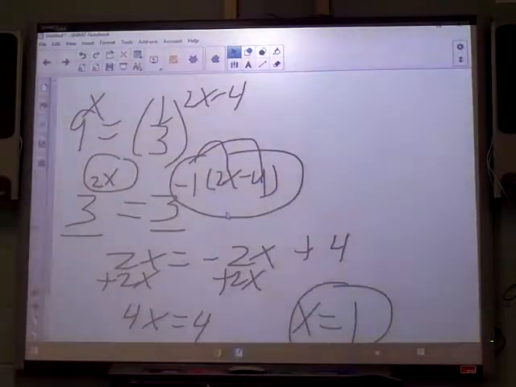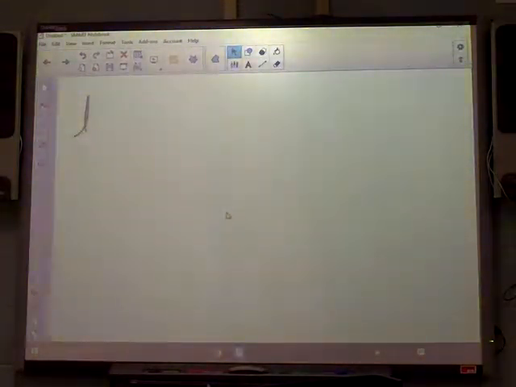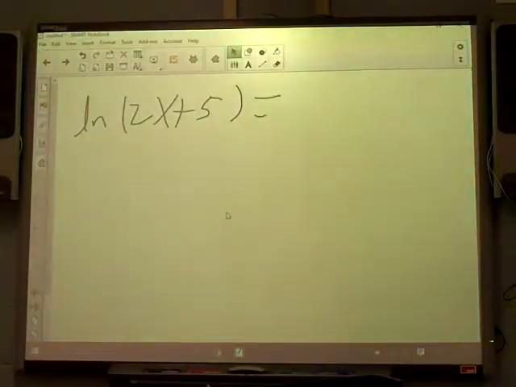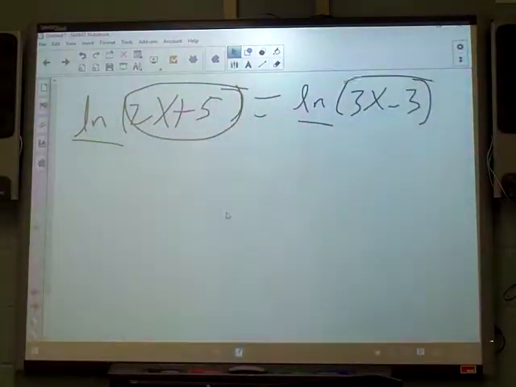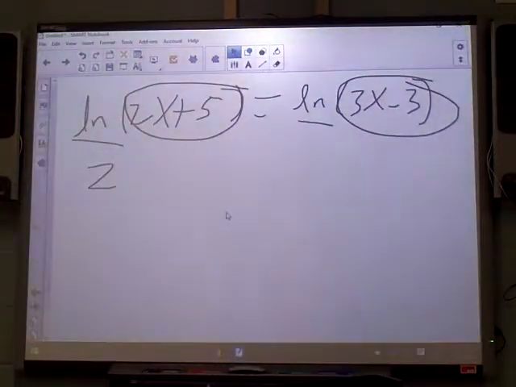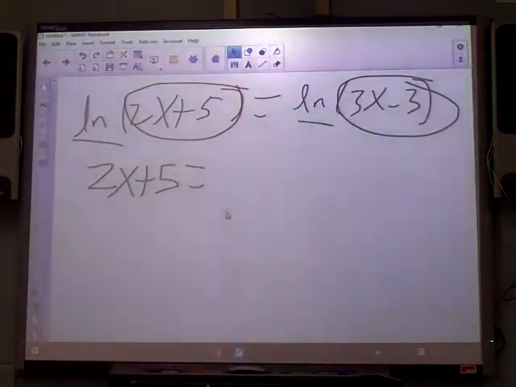Alright, 17, Stephen, is what you wanted the bell ringer to be like. What is it? We've got natural log of 2x plus 5 is equal to natural log of 3x minus 3. So this one's really a pretty simple one because you got natural log on both sides. Natural log equals natural log. So that means 2x plus 5 has to equal 3x minus 3. So those natural logs just kind of cancel out, and we got 2x plus 5 equals 3x minus 3.